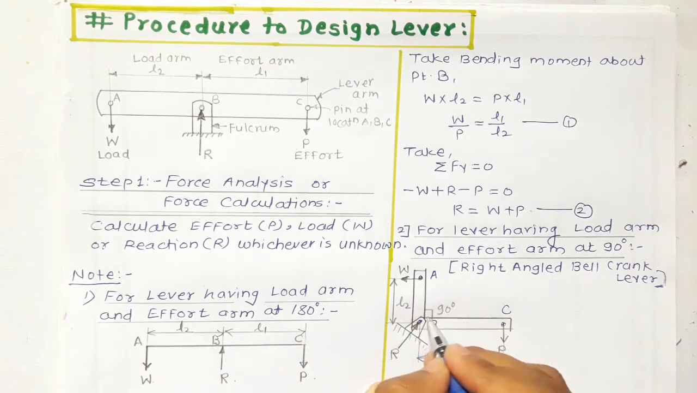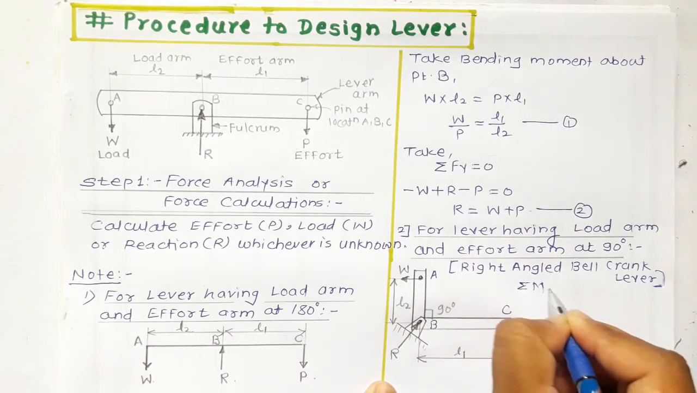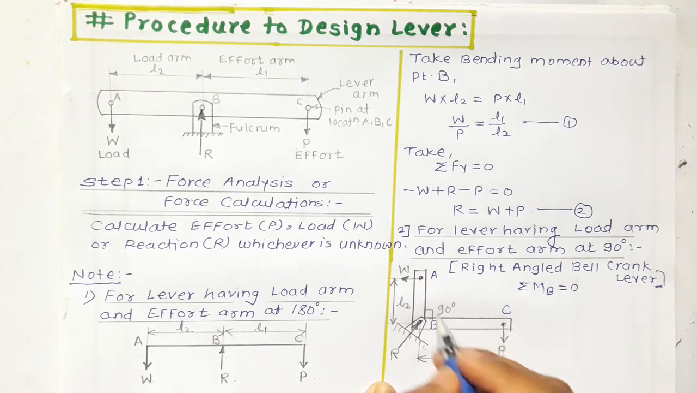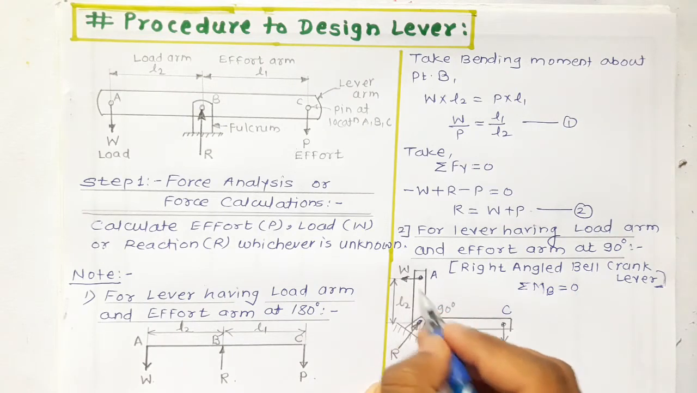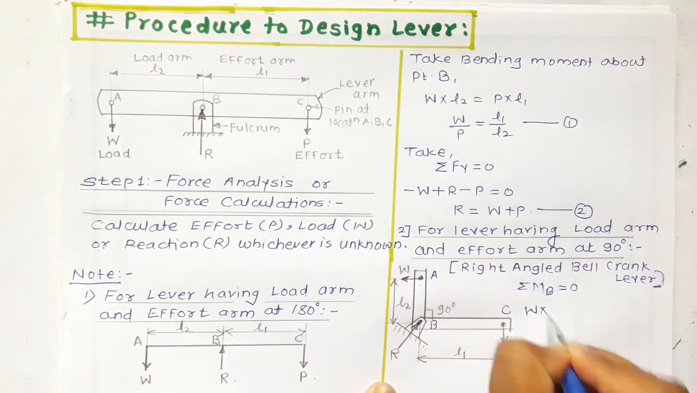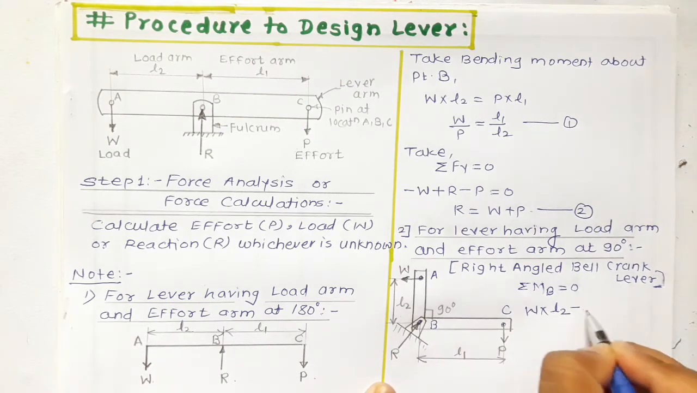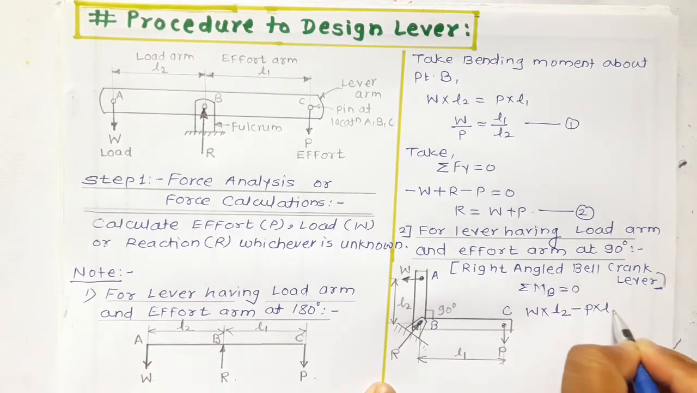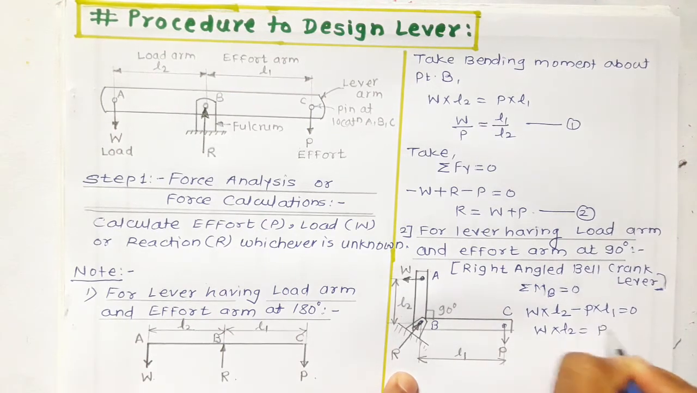Now first of all we have to take the bending moment about point B. By taking the summation of bending moment at point B equal to 0, the bending moment because of this W with respect to point B is anticlockwise, so we take W into perpendicular distance L2. The bending moment because of this force P with respect to point B is clockwise, so it is negative, minus P into L1 is equal to 0. So we get this equation: W into L2 is equal to P into L1.